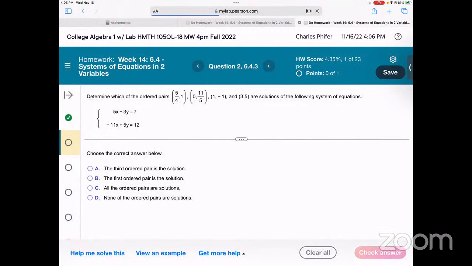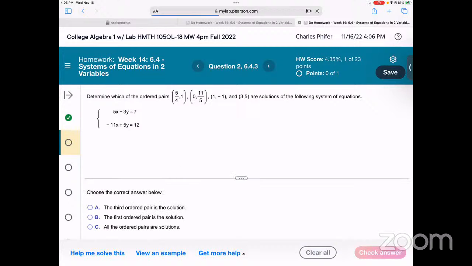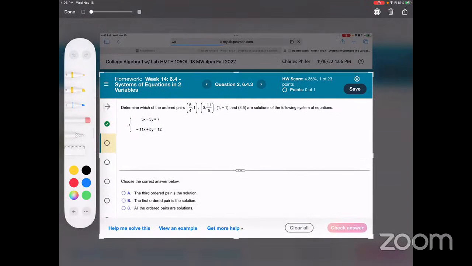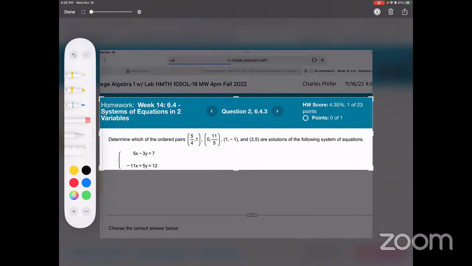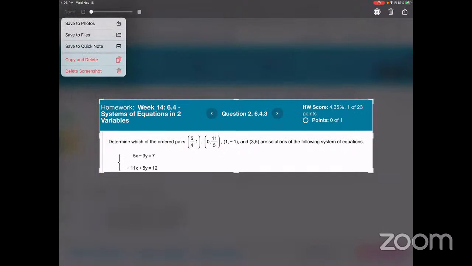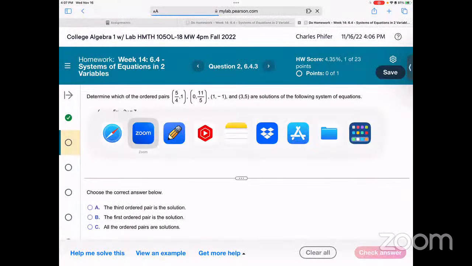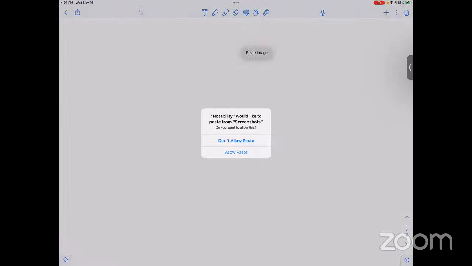So then with this one, it says, determine which of the ordered pairs are solutions of the following system of equations. So instead of guessing and checking all of those, I'm just going to solve the system. So I'm going to start by getting a copy of the original. Then I'm going to hit copy and delete. We're going to drop that copy right here. Allow paste.